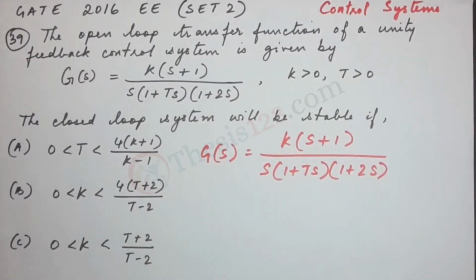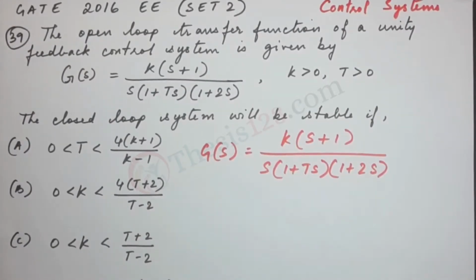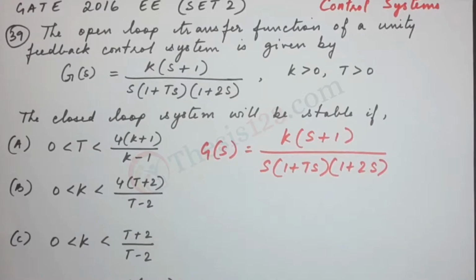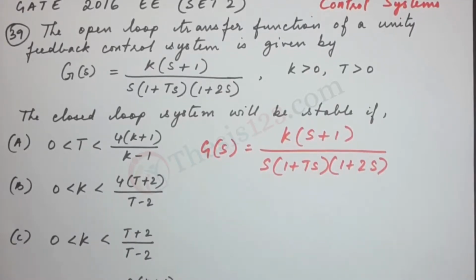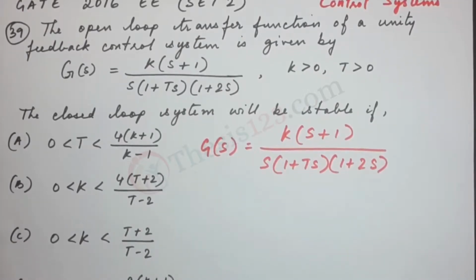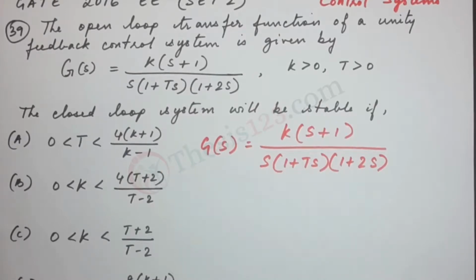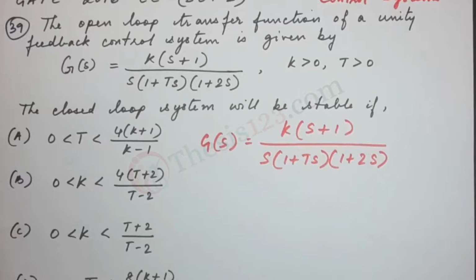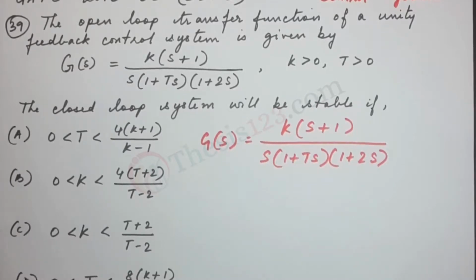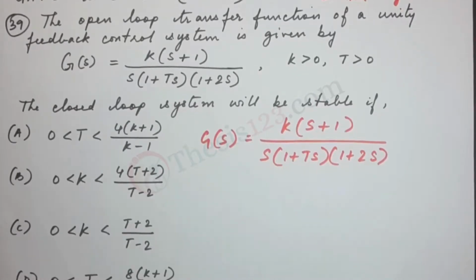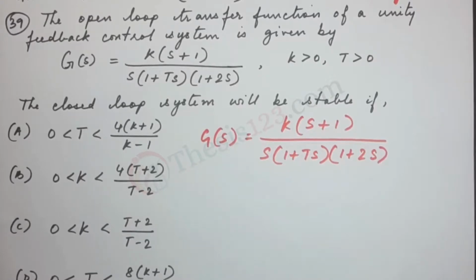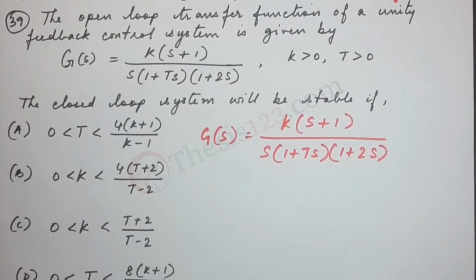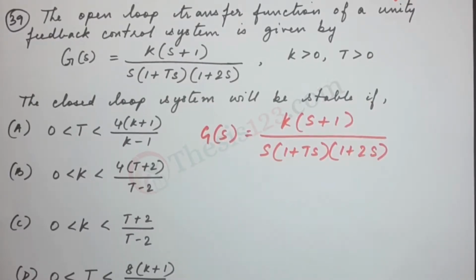Here's the next question, number 39. The open loop transfer function of a unity feedback control system is given by G of S is equal to K into S plus 1 divided by S into 1 plus Ts into 1 plus 2S. That K is greater than 0, T is greater than 0. So the closed loop system will be stable if we have our 4 options.